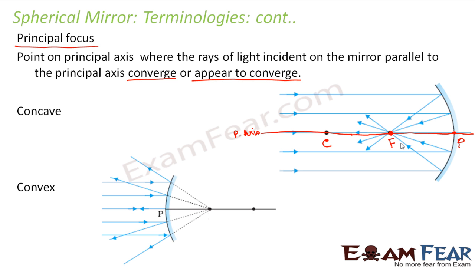Now what happens in case of a convex mirror? In a convex mirror, the rays of light which are parallel to the principal axis, this is the principal axis, after reflection they all get diverged. So they do not converge actually. But if you virtually extrapolate these rays, you see that they appear to converge at a point. But this convergence is a virtual convergence, right? Because they are not actually converging, but they appear to converge. So this point is known as the principal focus for a convex mirror.